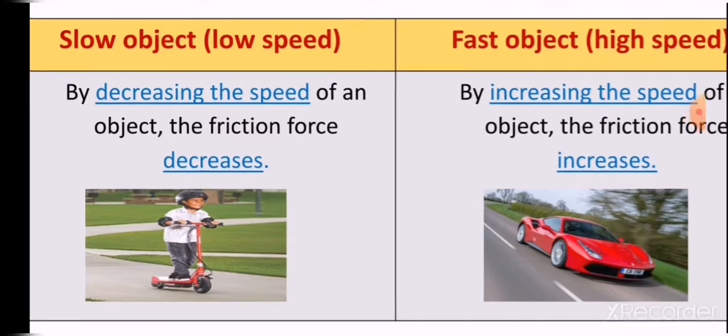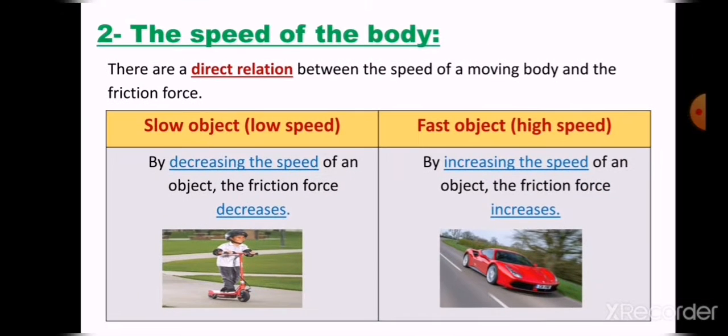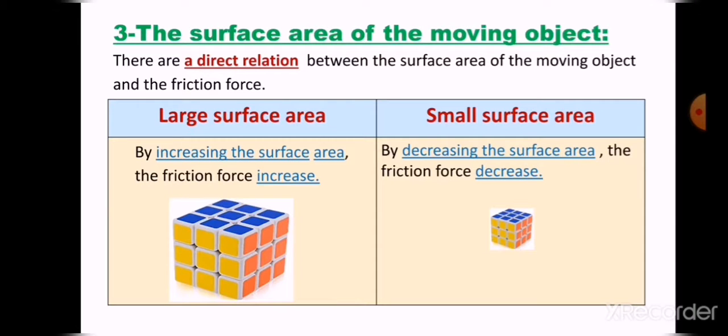So this means a direct relation. By decrease, decrease. By increase, increase. This is called the direct relation. It's the meaning of direct relation. Type number 3, the surface area of the moving object. What does it mean by the surface area? Also, there is a direct relation between the surface area of the moving objects and the friction force.